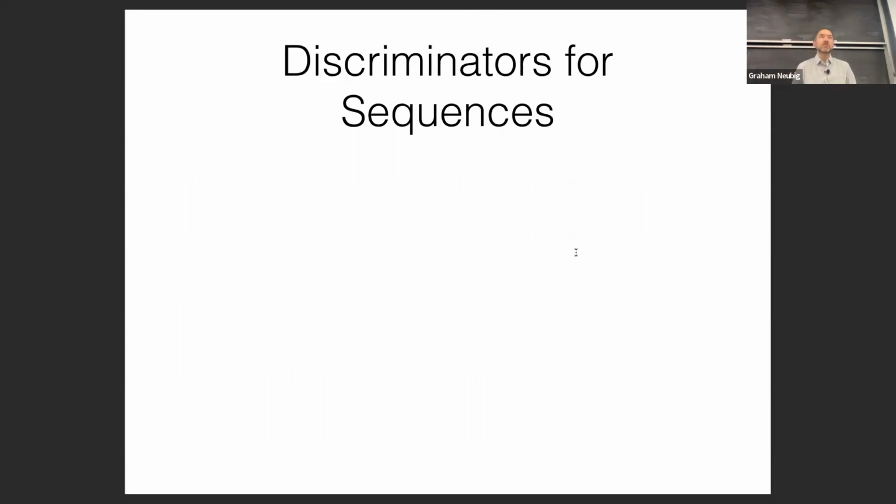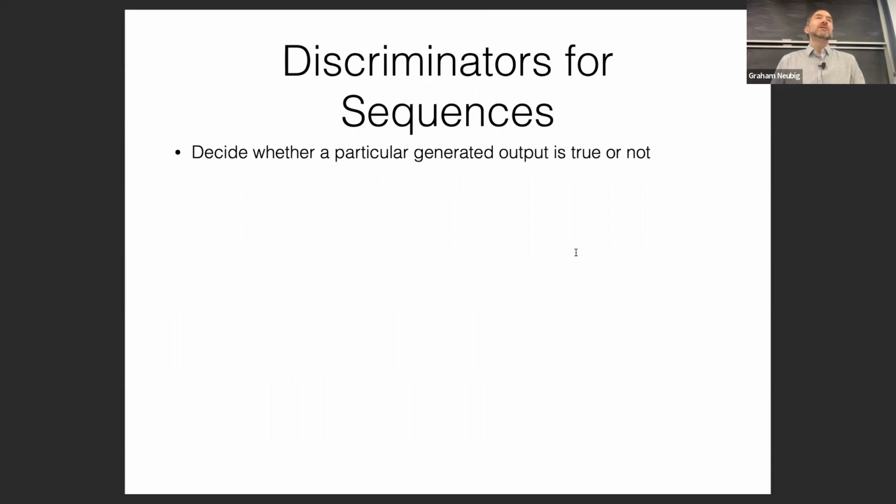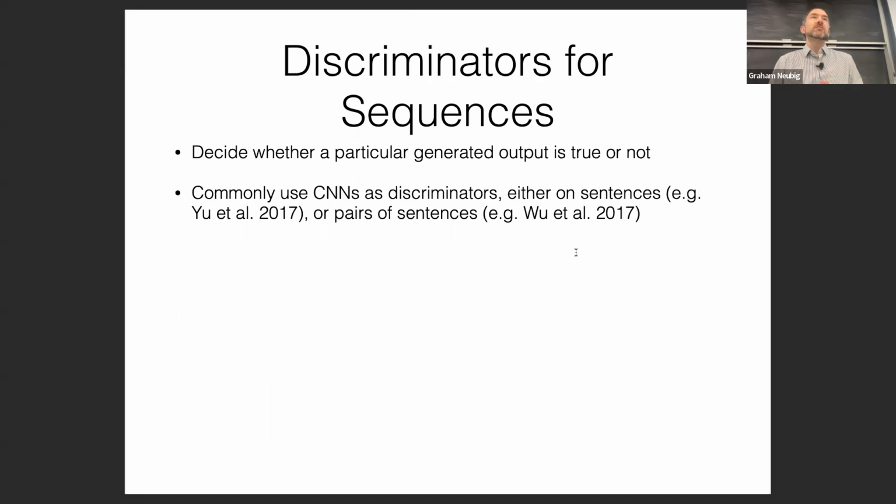The second issue is how to come up with discriminators for sequences of text tokens. There's a number of ways to do this. We can decide whether a particular generated output is true or not. Because many of these works on GANs for text generation were done in 2017, before transformers were really widely used, a lot of them use CNNs.